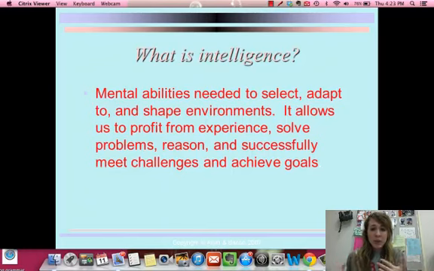This can be debated, but in general, we have an idea of what intelligence should include. So it's mental abilities needed to select, adapt, and shape our environment. It involves learning from experience, solving problems, reasoning, and successfully meeting challenges and achieving goals. That's a huge definition. So obviously, intelligence can be looked at in a lot of different ways.